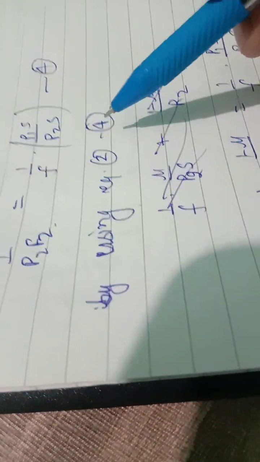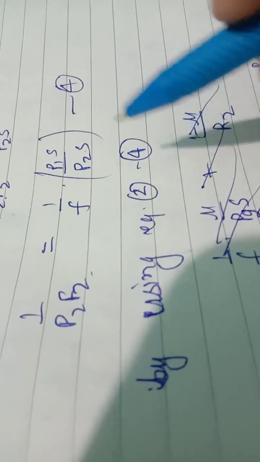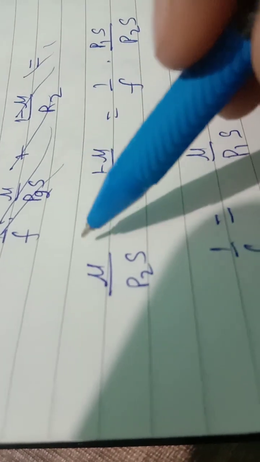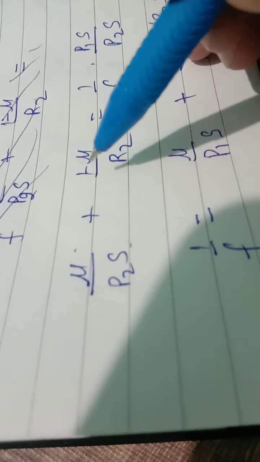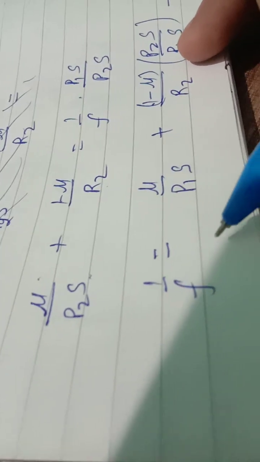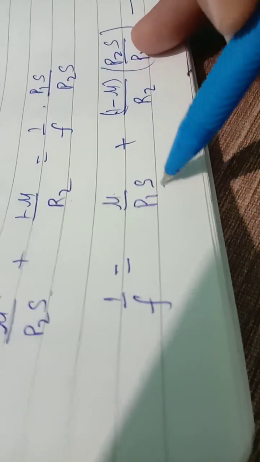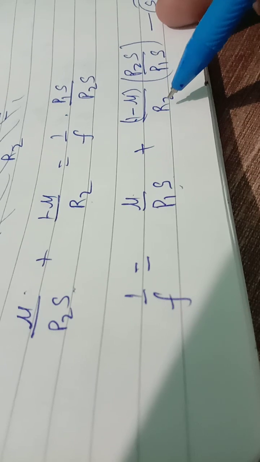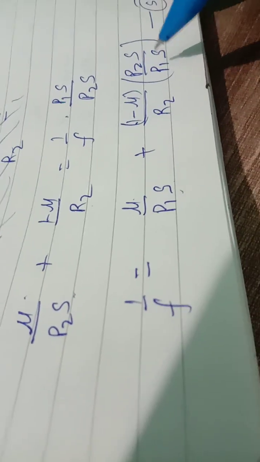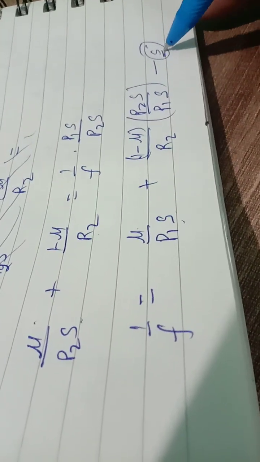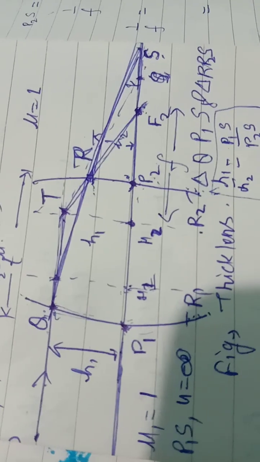So by equation 2 and 4, what happened? Put all the values here. Mu by P2S plus 1 minus mu on R2 equal to 1 by F, P1S and P2S. So 1 by F equal to mu upon P1S plus 1 minus mu upon R2, P2S upon P1S. That's equation 5.